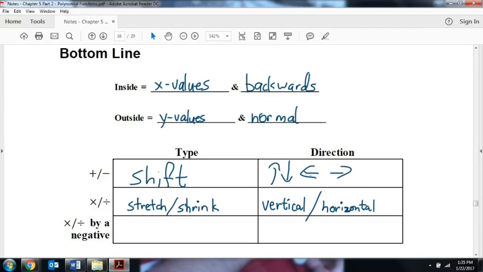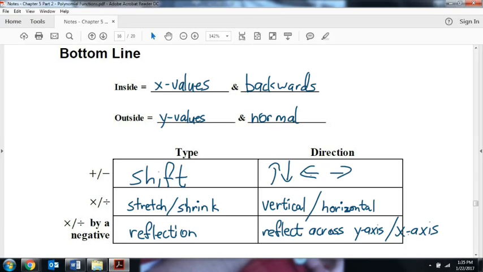And last but not least, if you multiply or divide by a negative, it might just be a -1, so it doesn't stretch or shrink, but it does change the sign. This is a reflection. So you are either going to reflect across the y-axis or the x-axis. And remember, these are backwards.